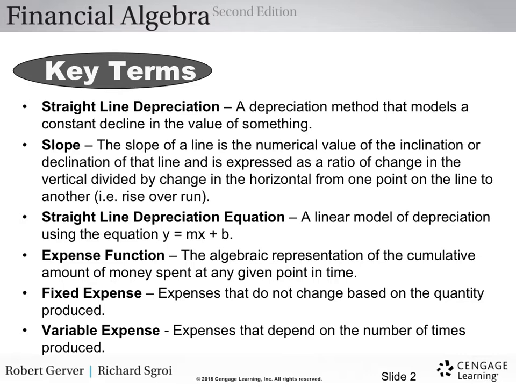Obviously, the next term is slope. The slope of the line is the numerical value of the inclination or declination of that line and is expressed as a ratio of change in the vertical divided by change in the horizontal from one point on the line to another. And you might remember this from math as being rise over run.